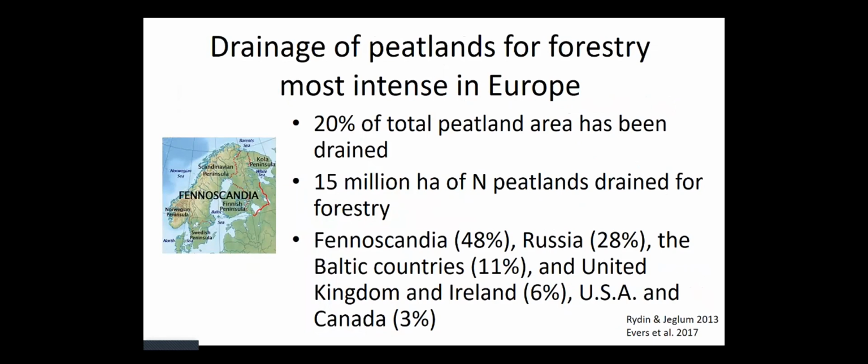Drainage of peatlands for forestry has been most intense in Europe. 20% of the total peatland area has been drained, and 15 million hectares of northern peatlands have been drained for forestry. Today, we have invited speakers from Finland and Sweden because we're the most experienced at this, with almost 50% of the peatlands in Fennoscandia being drained for forestry.